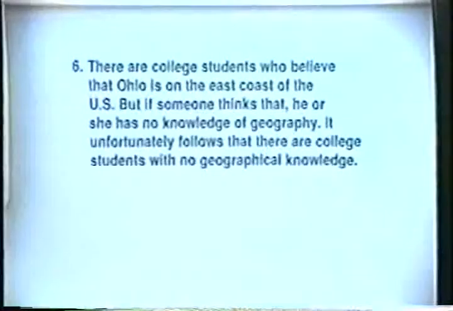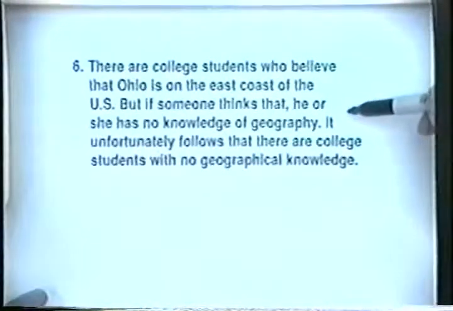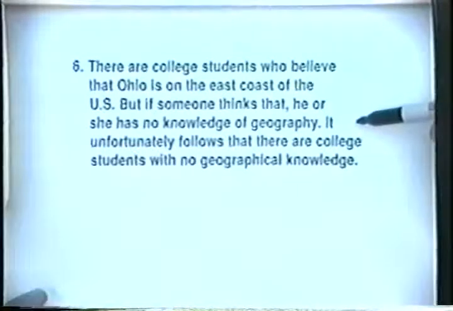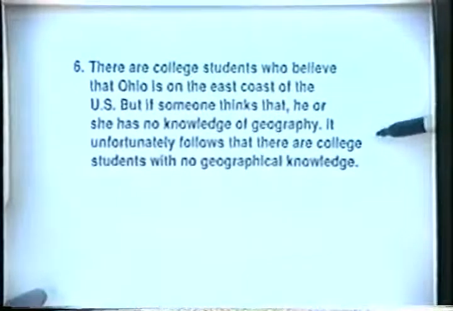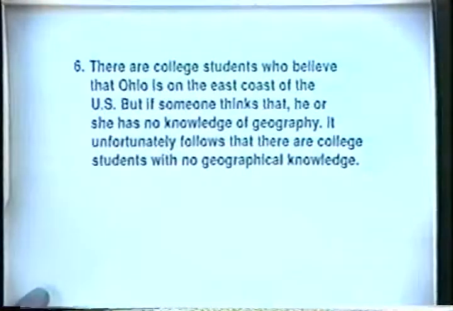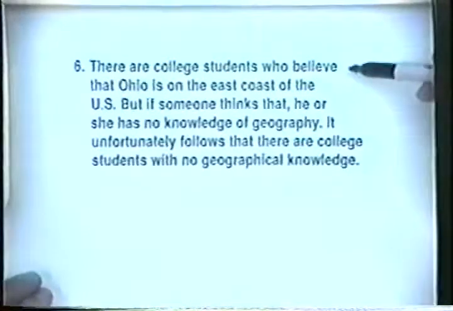Okay, one final one. 6, a little bit longer. There are college students who believe that Ohio is on the east coast of the United States. But if someone thinks that, he or she has no knowledge of geography. It unfortunately follows that there are college students with no geographical knowledge. Well, this is quite wordy, but there's nothing in it that really keeps it from being translated into categorical syllogistic form. Let's start with the first sentence.